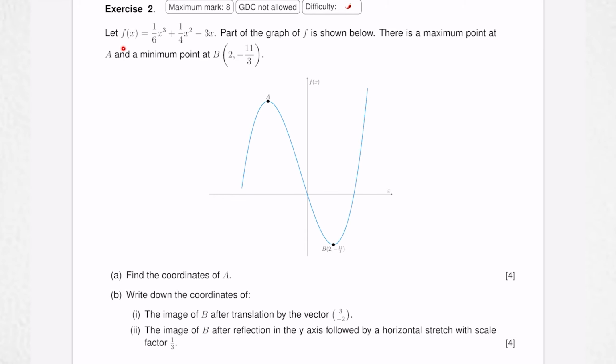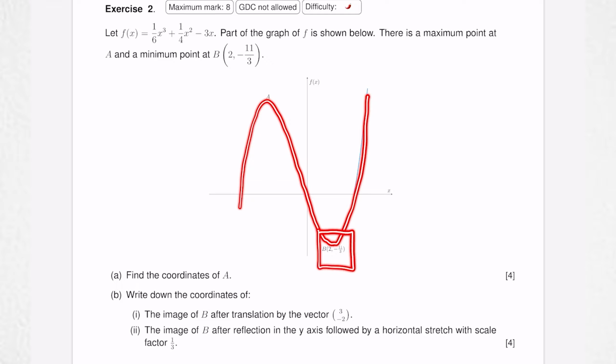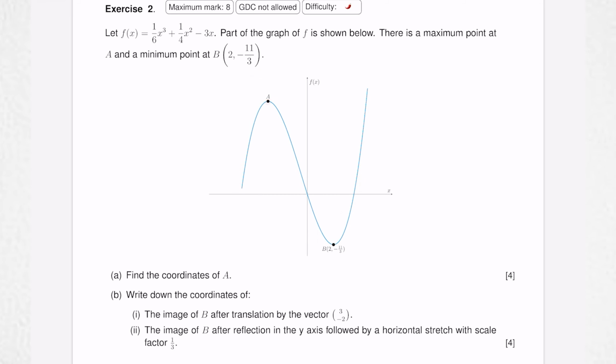Let's tackle it. So we have a function f of x equals 1 over 6 x cubed plus 1 over 4 x squared minus 3x, and part of the graph of this function is shown over here. So we see that it crosses the point (2, negative 11 over 3), which is labeled point B, and we need to find the coordinates of point A, which is a maximum point.